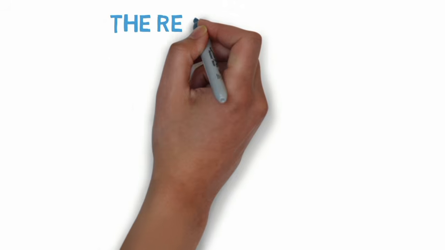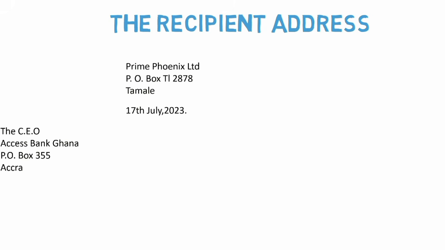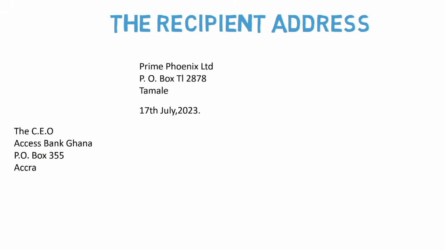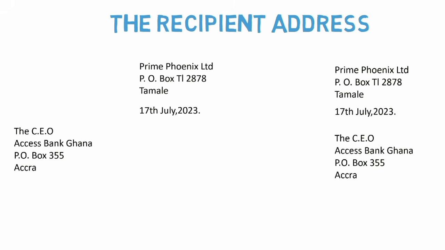That being said, let's now look at the recipient address. The recipient address, as we said earlier, is found immediately after the personal address, located always at the left side of your letter. You can have the personal address join the recipient address together like this on the left, or write it as usual at the top right corner of the letter. Let's say this is your recipient address.